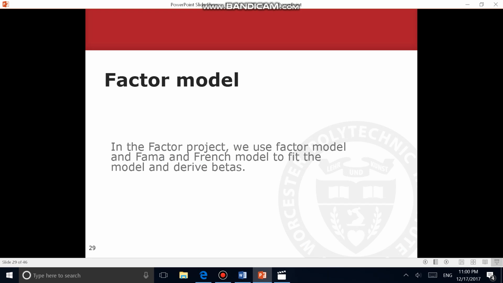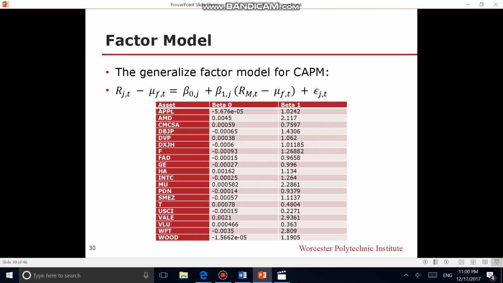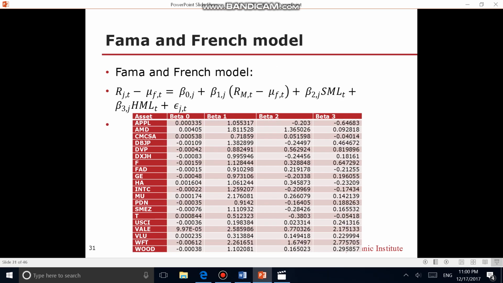And then we move to our factor model project. First, we use the CAPM model, and here we will get 20 beta zeros and 20 beta ones in total. And then we do the Fama-French model. Here we add 2 more predictors. One is SMB, small minus big, and another is HML, high minus low. So in total, we will get 4 betas for 20 risky assets.